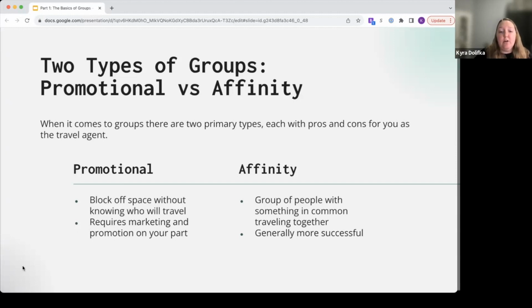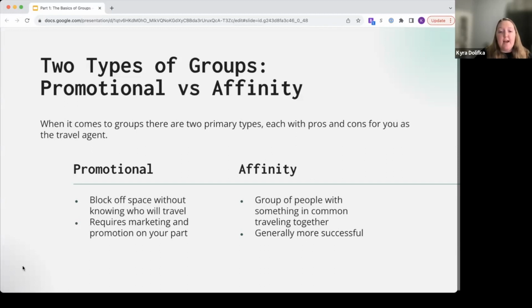Now, an affinity group, this is what we most like to prefer as travel agents, is a group with people who have something in common and they're traveling together. So oftentimes you have a group leader, and this group leader has decided that the group is going to travel together. They're going to go somewhere. Maybe they want to go stay at an all-inclusive in Cancun, and the group comes together. They have the group leader. They come to you, and they have a general idea of who is going to be traveling.